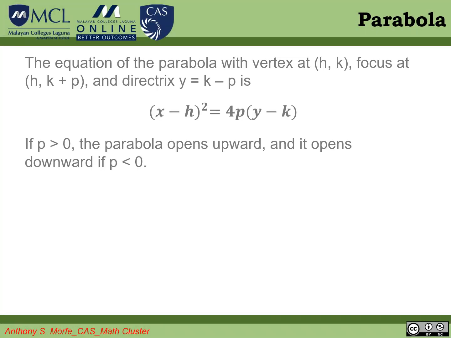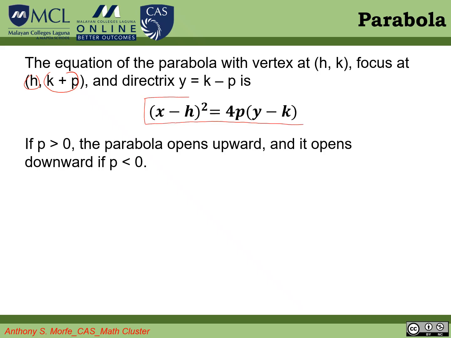Okay, so the equation of the parabola with vertex at h, k, focus at, remember the coordinates class, the focus is at h and k plus p, and directrix y equal to k minus p, is given by this.